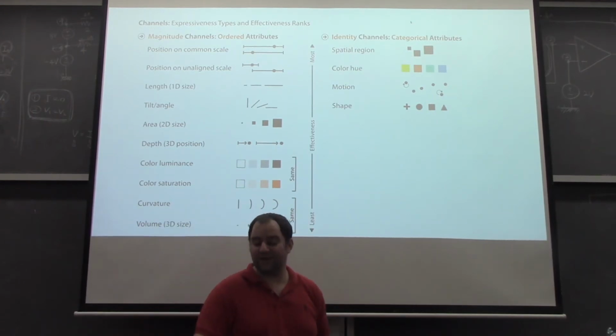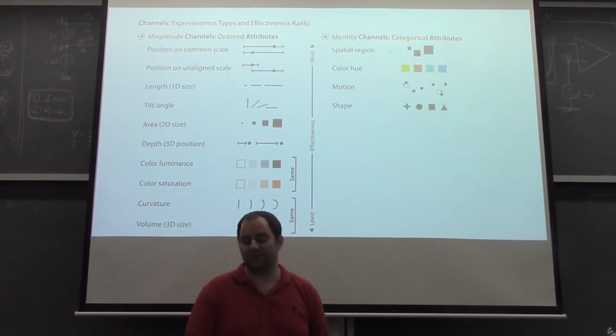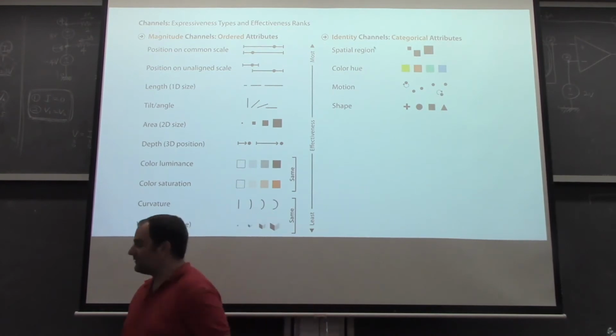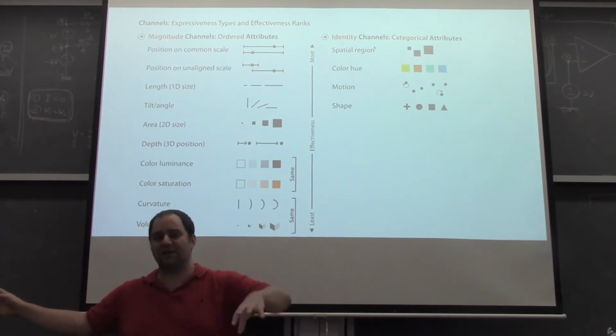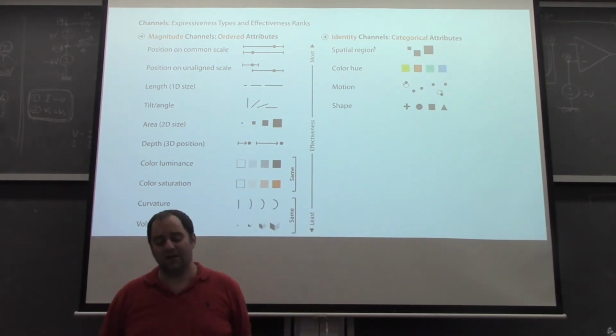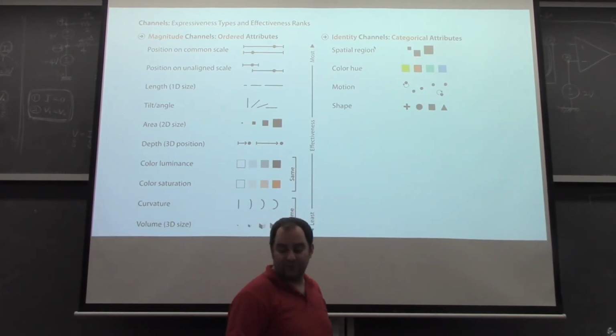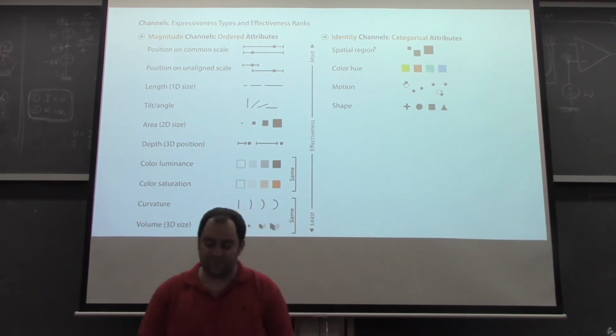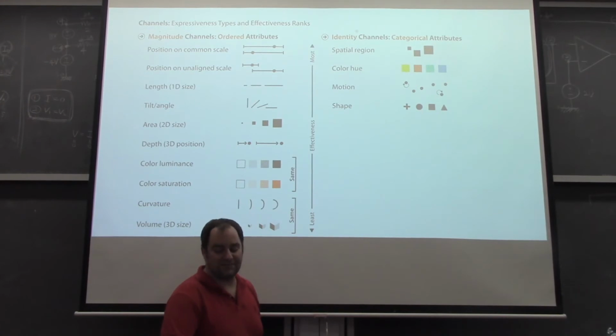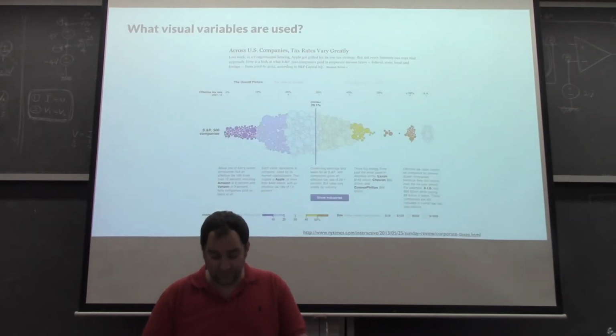For the identity channels, again, spatial region is very important, so we can separate things out. For example, everything of type A is on this side, everything of type B is on this side. But we can also use color hue, we can use motion, or we can use shape. You basically see that there are a lot fewer options for categorical attributes. You have to be a little bit careful about how to pick those.